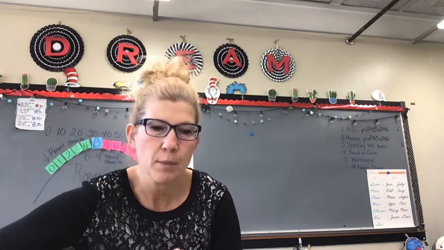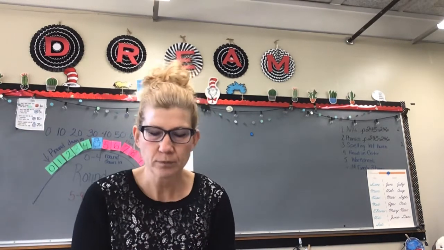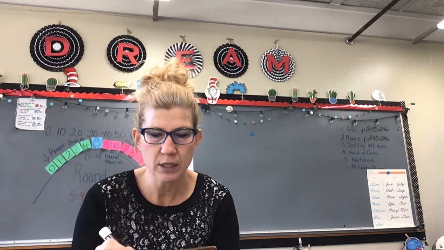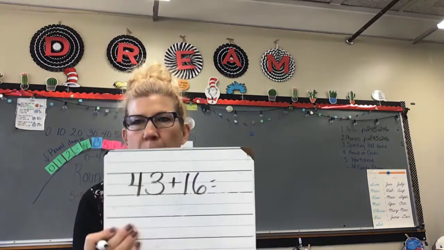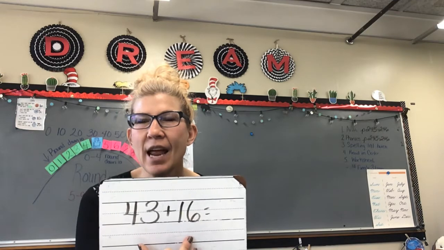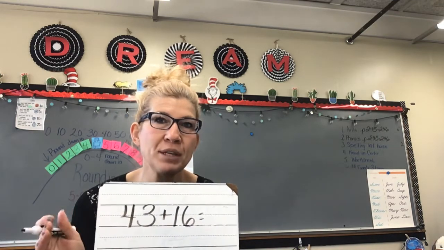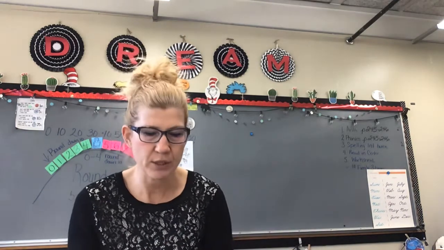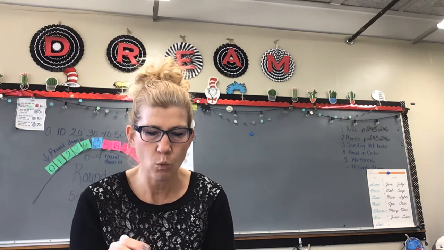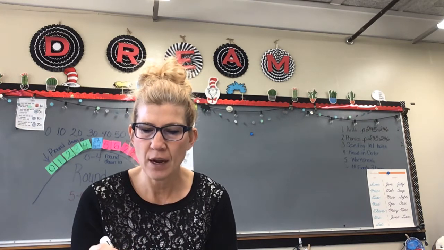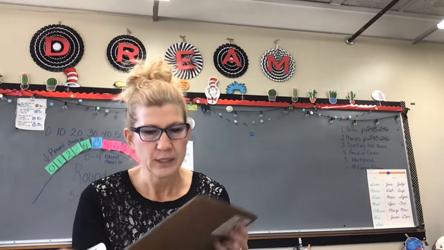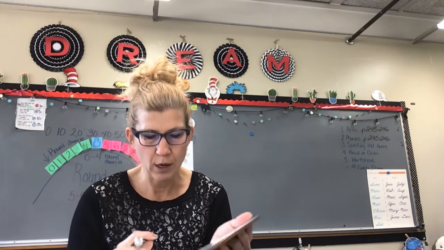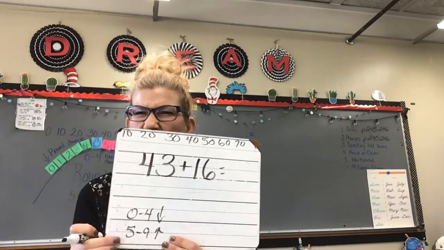Now, I want to talk about, just real quick, our estimating, our rounding. And that's when you'll see a problem that looks like this on your paper. So you have 43 plus 16, and they ask you to estimate. Again, estimate means to round. So in your mind, have your number scale 10 to 100. Sometimes I like to write it to figure out where my numbers fall. And then I also like to write 0 to 4, round down, and 5 to 9, round up. I like to put that on my paper just so that I can help keep track.